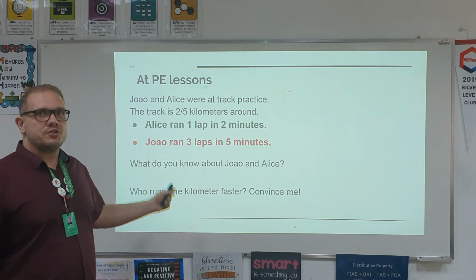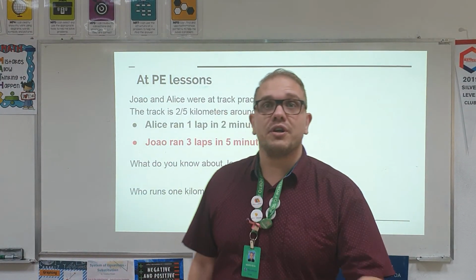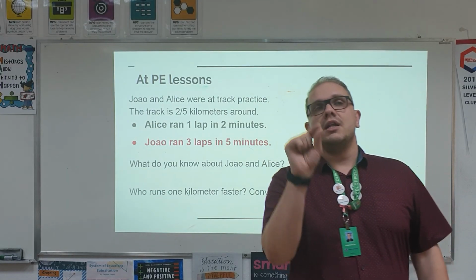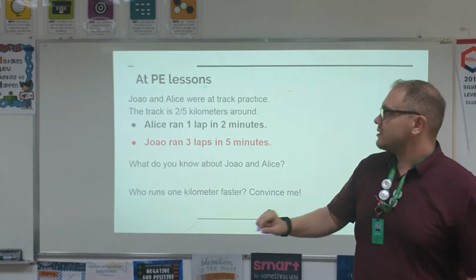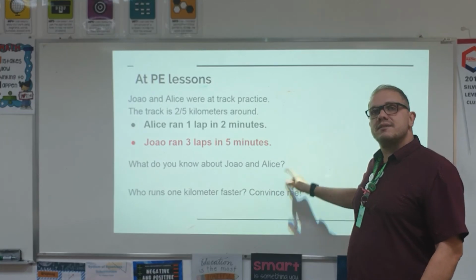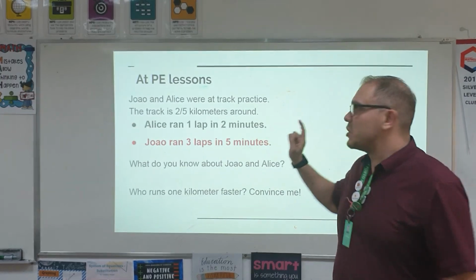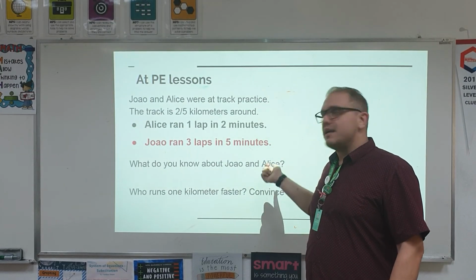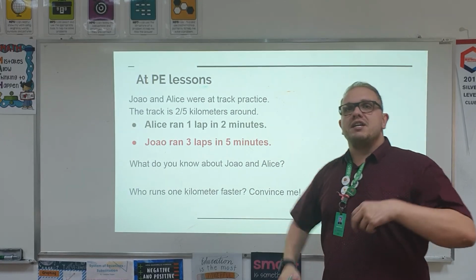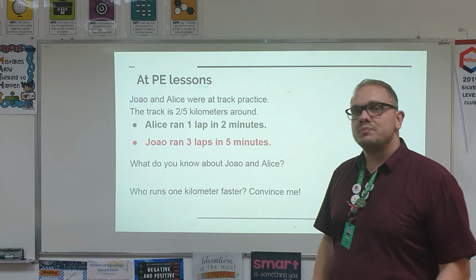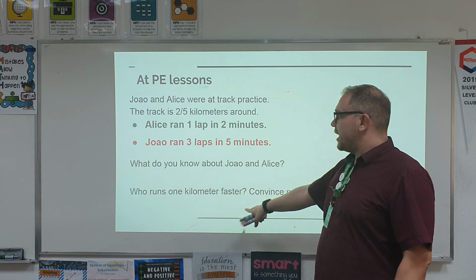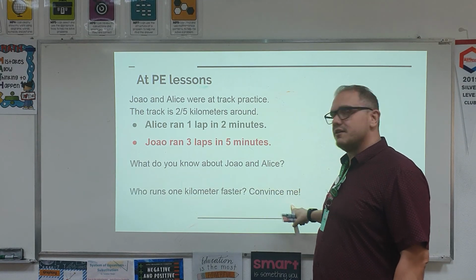Convince me. So this is going to be your attendance task. You need to have done all this class, learned about ratios, rates and unit rates in order to complete your attendance task at the end of this. I'm going to put the attendance task in a Google Doc. You have to complete this. Convince me with drawings, any mathematical representation, any equation or anything you want to do to show me what you know about Joe and Alice and who runs 1 kilometer faster. Convince me.